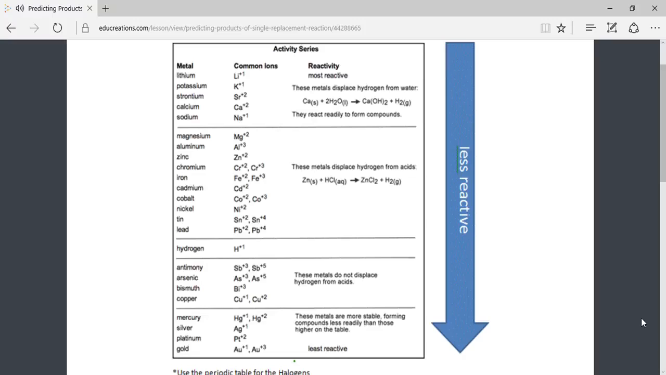It takes some practice, but with a little time, single replacement reactions can be predicted fairly reliably using activity series data.